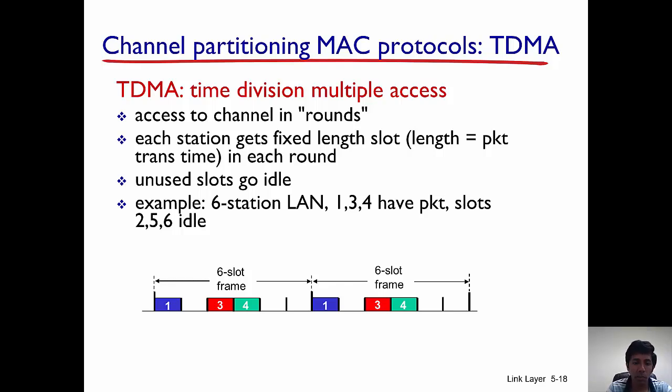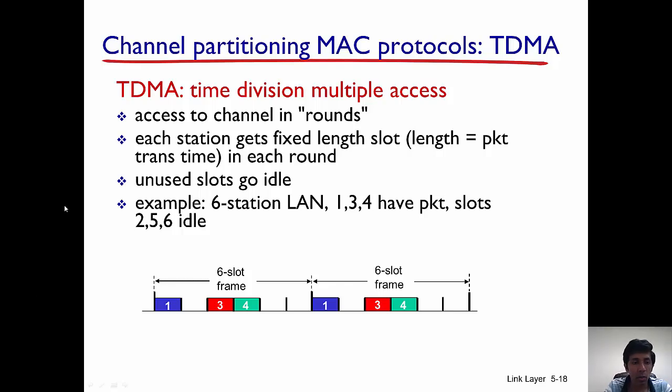So let's assume that there are six nodes that are connected in a LAN, and so you divide time into small slots. All the slots are of equal length, and each slot is given to a user. So what you can see is the first slot is given to user 1, second slot to user 2, third to 3, and so on. And there are 6 slots.